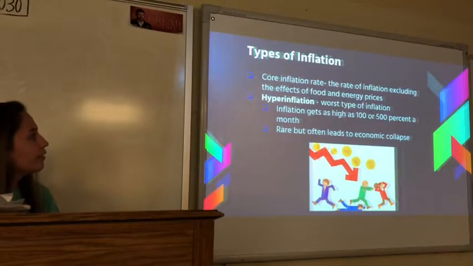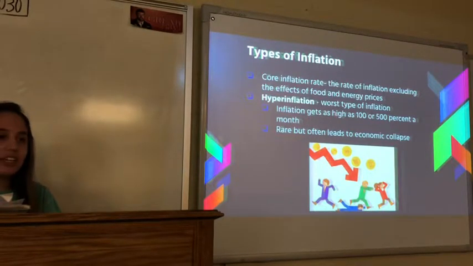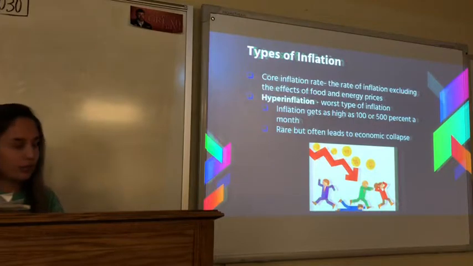There are different types of inflation. The type that we're going to go into is hyperinflation, which is the worst type. The inflation gets as high as 100 or 500% a month, so it keeps going up. It doesn't happen very often, but when it does, that means that the economy is going to collapse, pretty much.